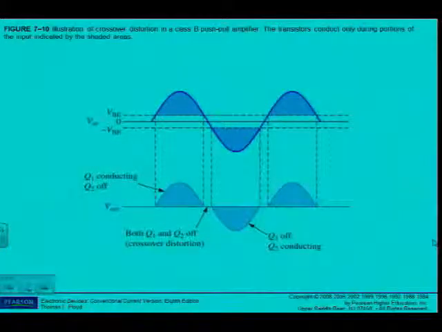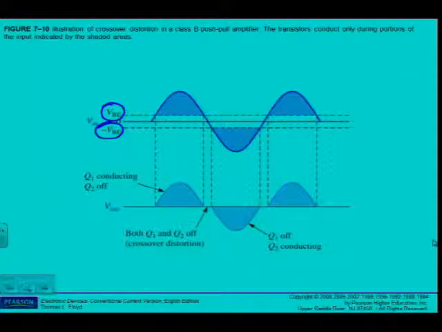Let's have a look at the problem. This is what the output waveform looks like. So I'm not getting signal loss at saturation and cutoff, but I'm getting it in the middle because there is no biasing. I still need VBE for both transistors.